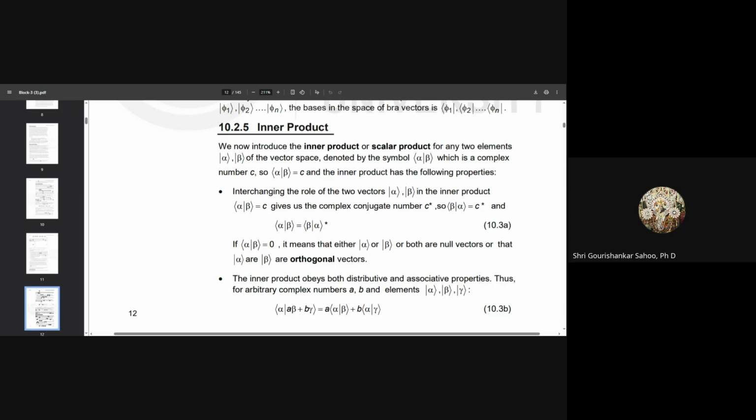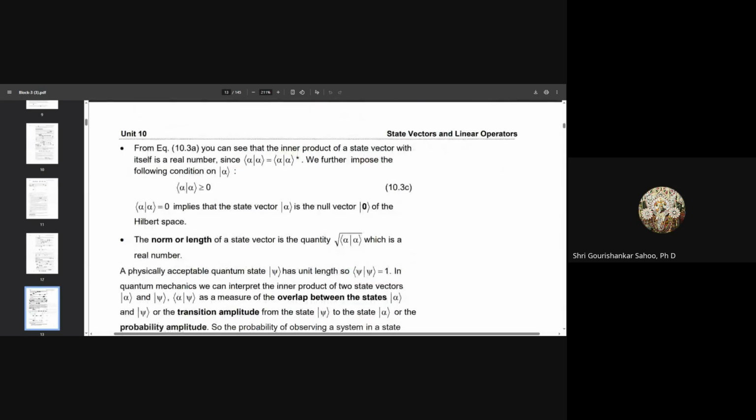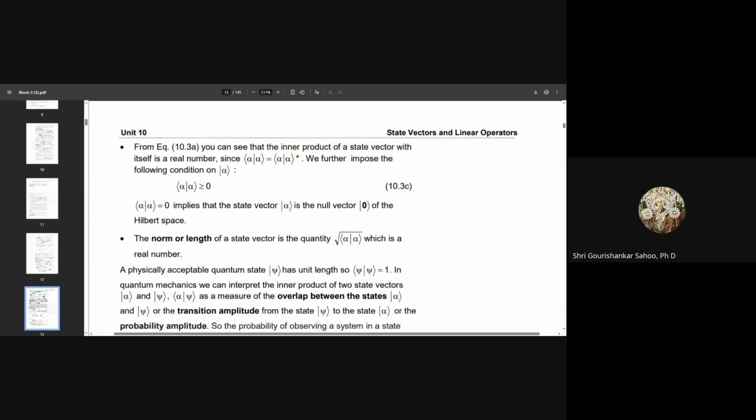And the inner product obeys both distributive and associative properties, and it is shown on the screen. And the norm or length of the state vector is the quantity root over <alpha|alpha>, which is a real number. And there can be an overlap between the states. Transition amplitude and probability amplitude can be evaluated as shown on the screen.